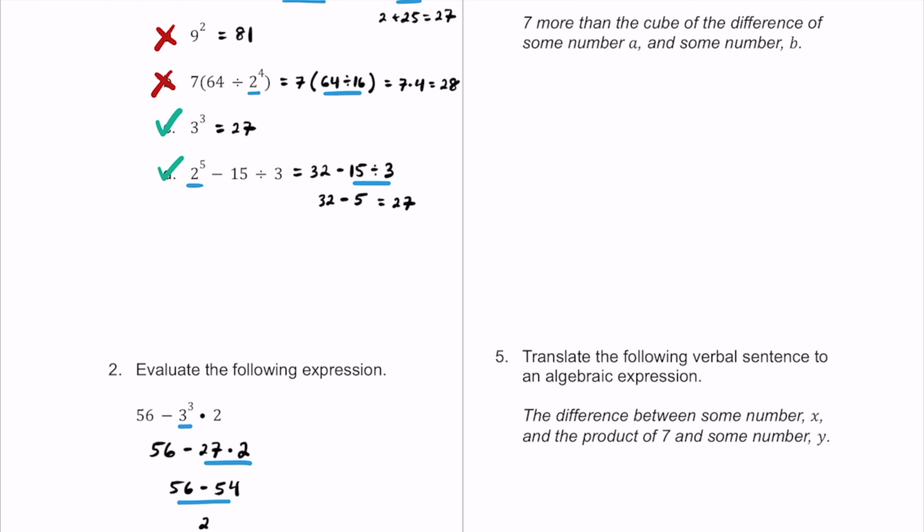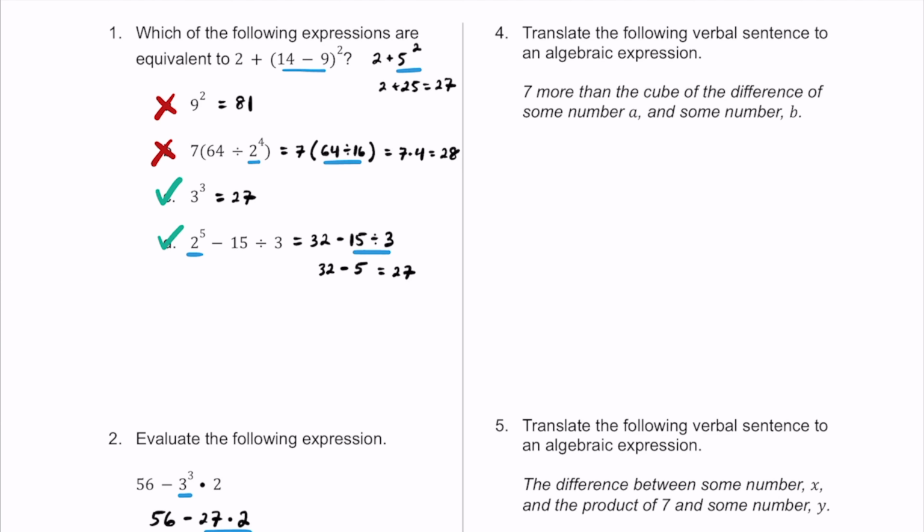Here's number 4. For number 4, we have to go ahead and translate the following verbal sentence into an algebraic expression.